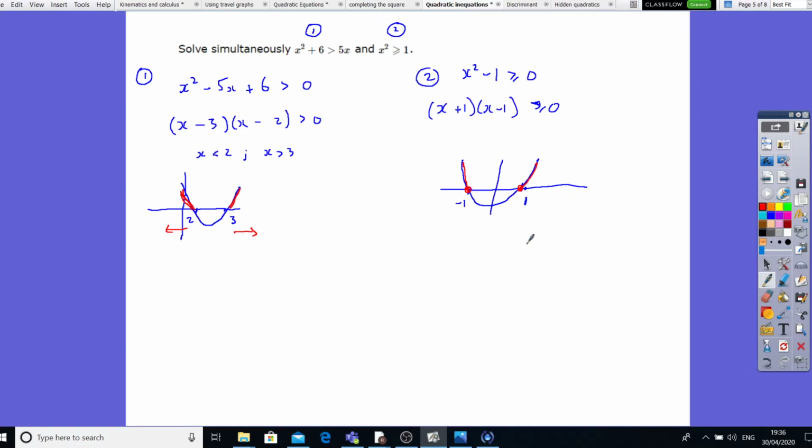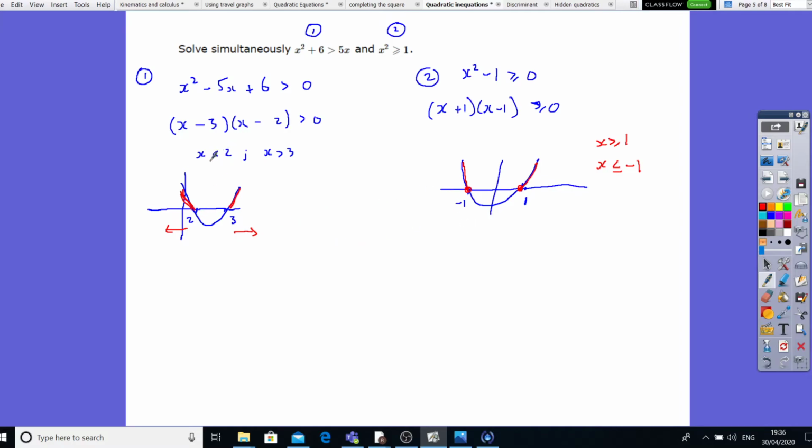So x, in this case, x can be greater than or equal to 1, or x can be less than or equal to minus 1. Okay, now we're going to simultaneously do this. Which one will satisfy these points?